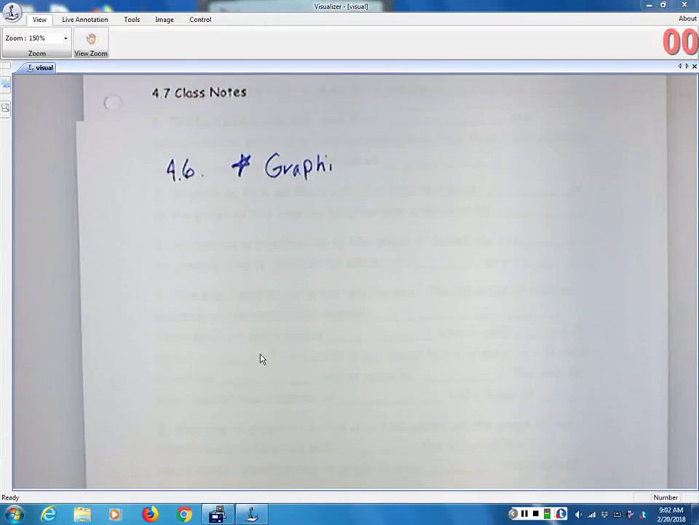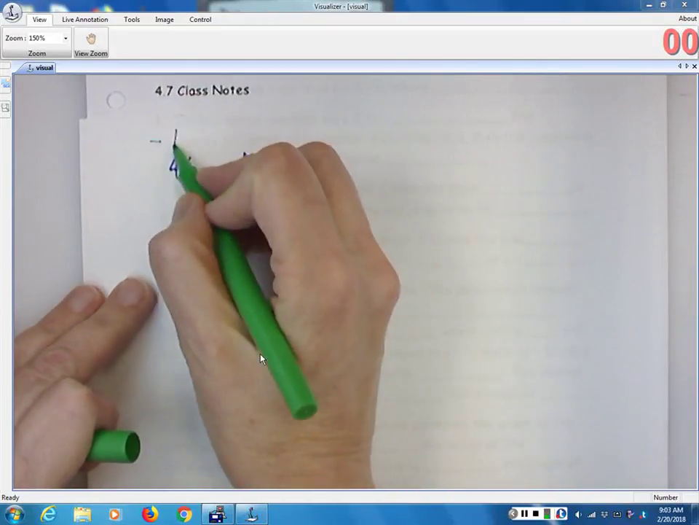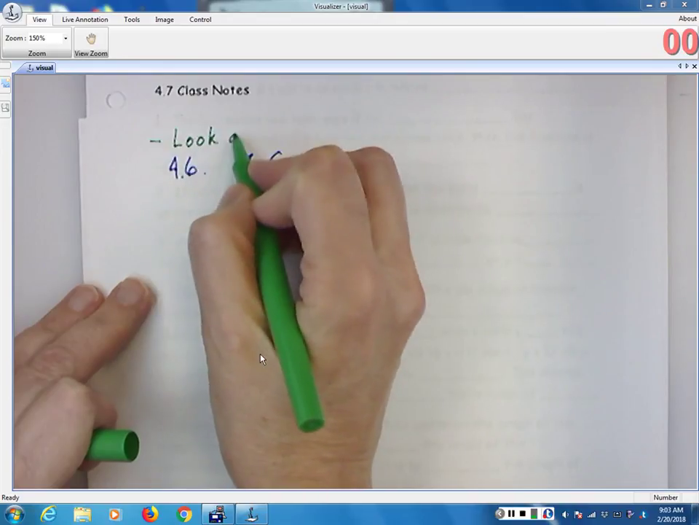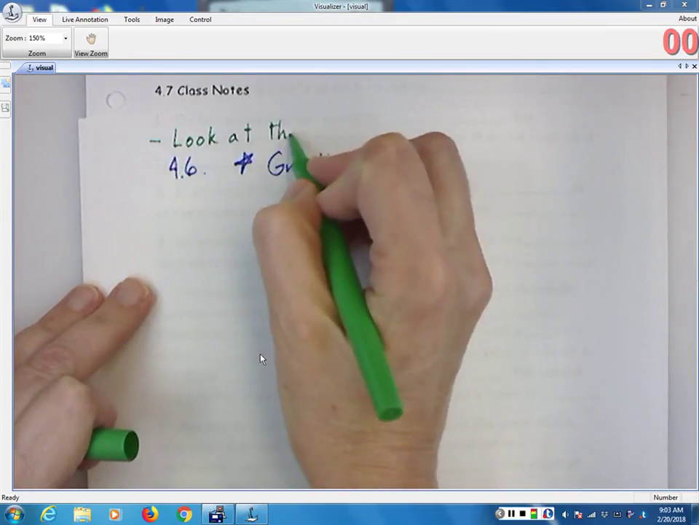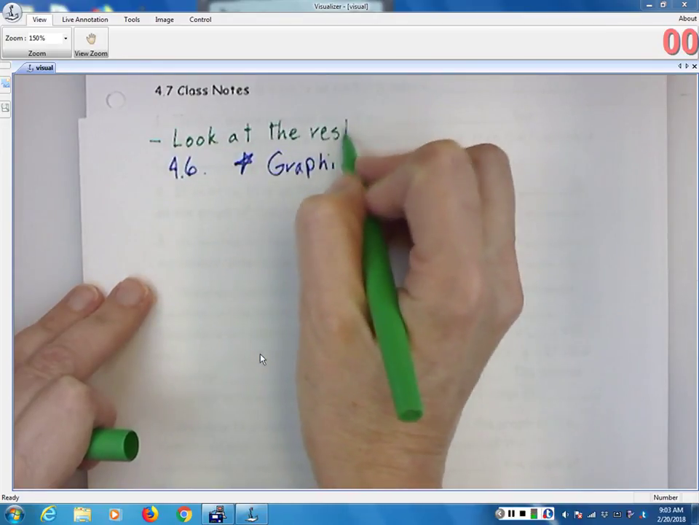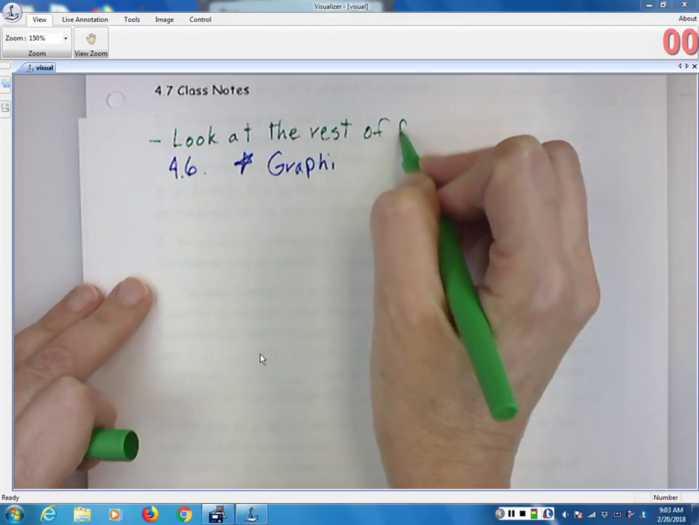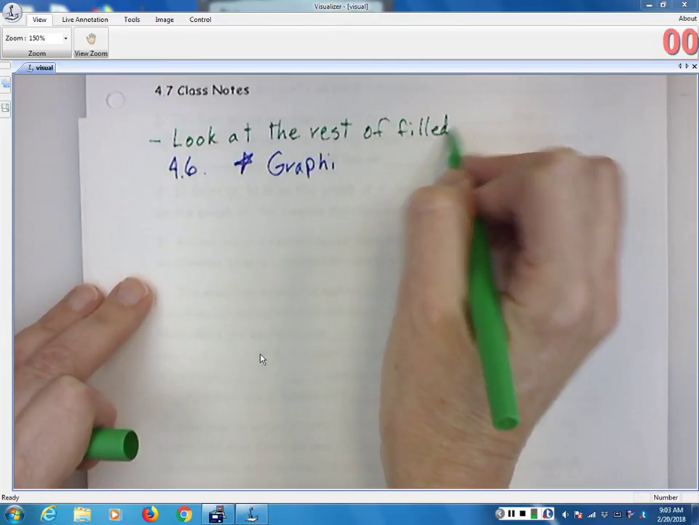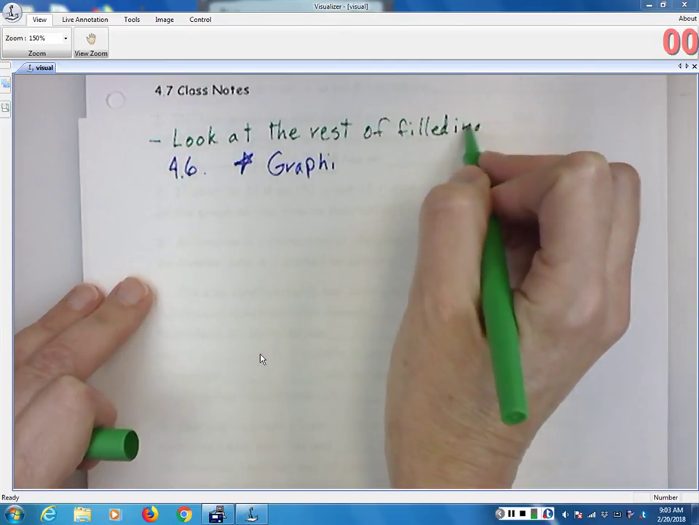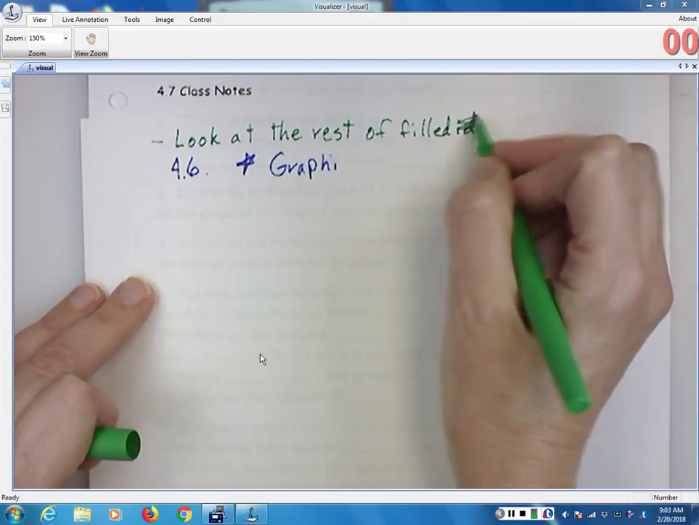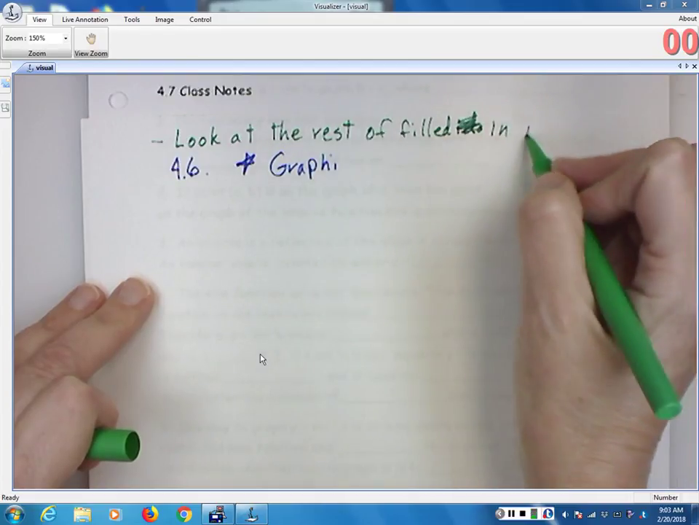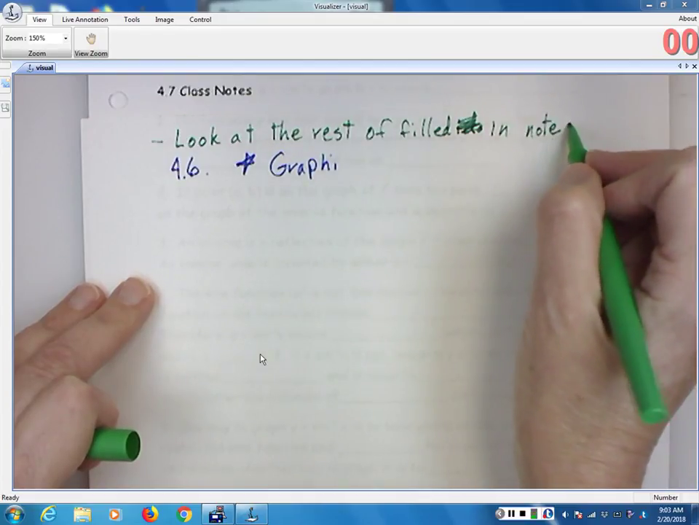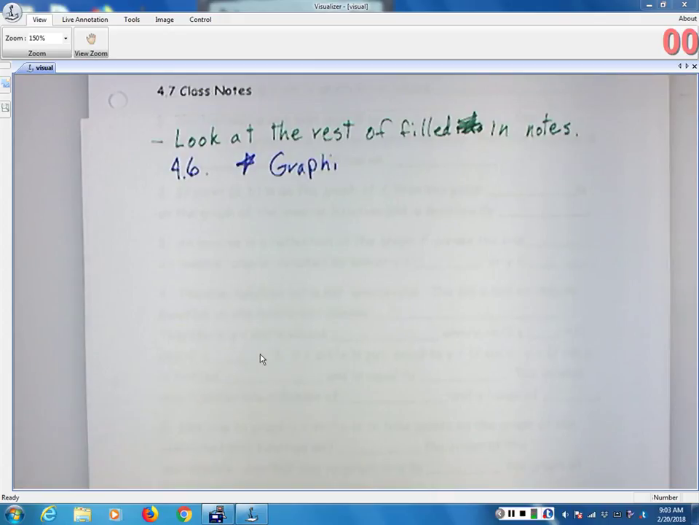Okay. So, 4-6. Look at the rest of the filled-in notes. No, it's okay. I can slow down, right? Okay. Look at the rest of the filled-in notes.